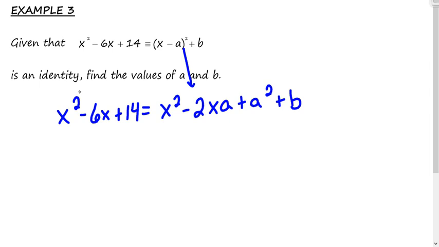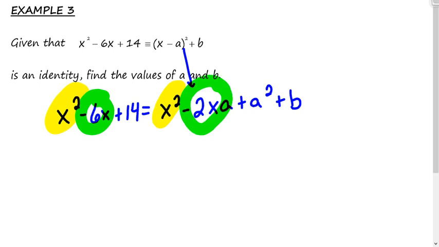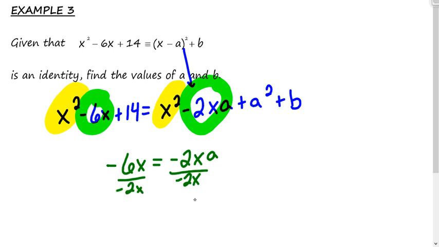So x squared is equivalent to x squared. Now I find my x term. This is -6x. So where's my x term here? Right here, -2xa. And there's no other x's here, which means -6x has to equal -2xa. So now I can go through and solve for a. Divide both sides by -2x. a therefore is +3.